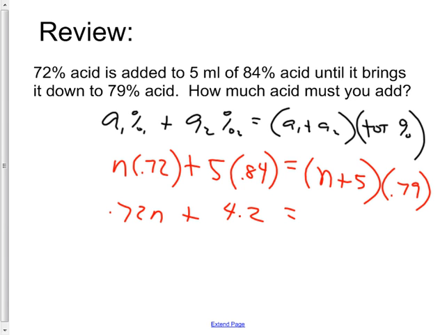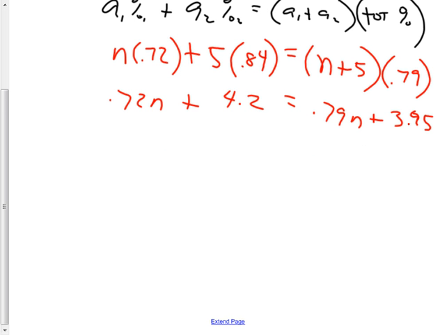Thank you. And then 0.79 and plus. And how about the 5 times 0.79? Thank you. Then I got variables on both sides. Get rid of the smaller one.